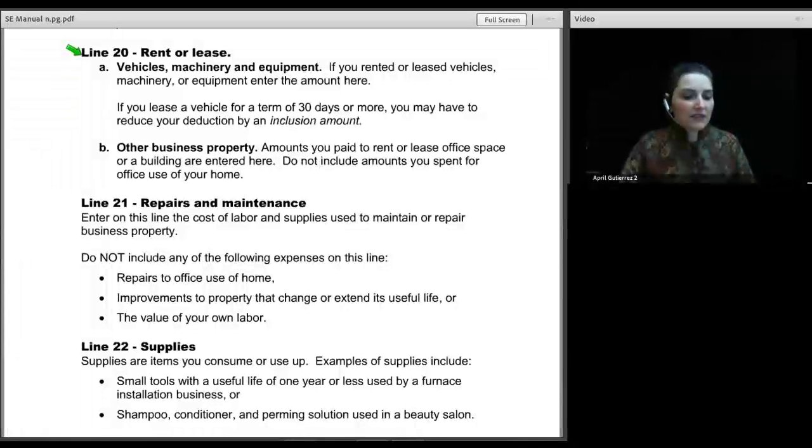Line 20, rent or lease. Beginning with line 20, this is another one of those two-part lines. Line A, vehicles, machinery, and equipment. If you rented or leased vehicles, machinery, equipment, enter the amount here.